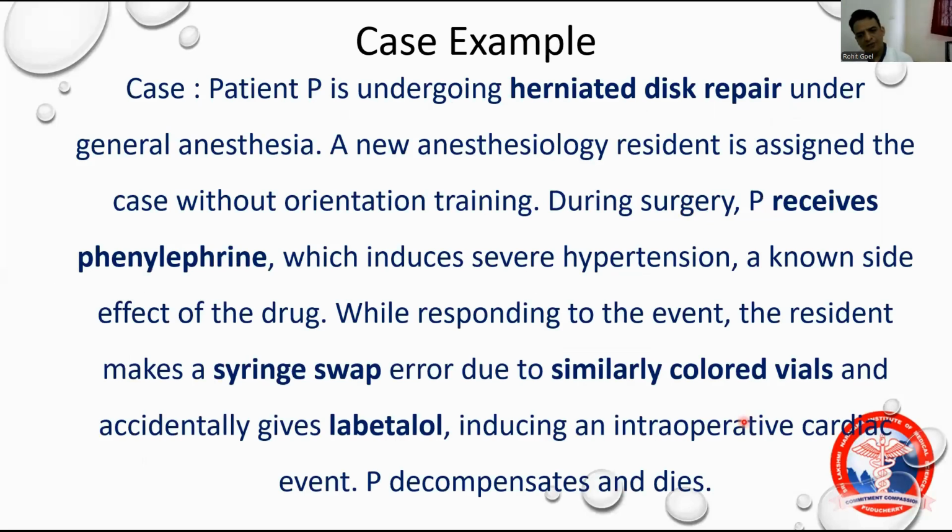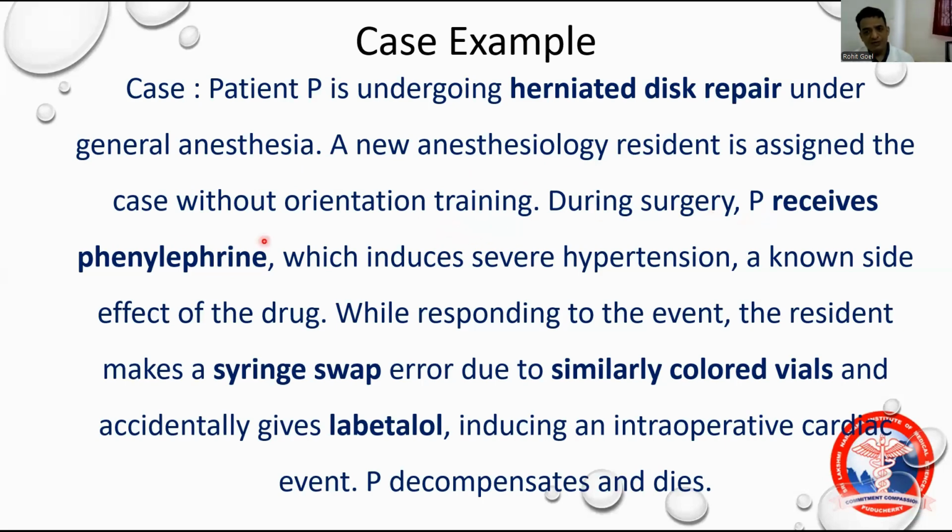Now, towards the end of this particular session, I would like to discuss a case example, understanding the difference between reductionist and holistic thinking. This particular example gives out what happens when reductionist thinking is employed. So here we see that a patient P is undergoing herniated disc repair under general anesthesia. A new anesthesiology resident is assigned the case without orientation training. So one important aspect from the side of management of this orientation is missing.